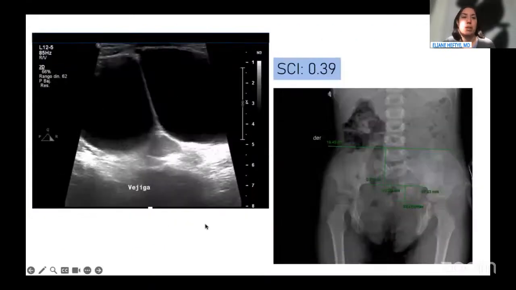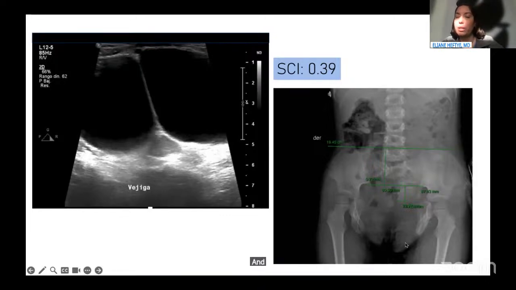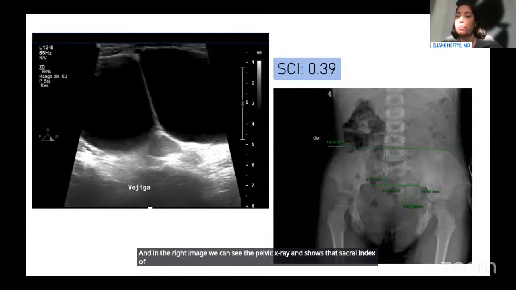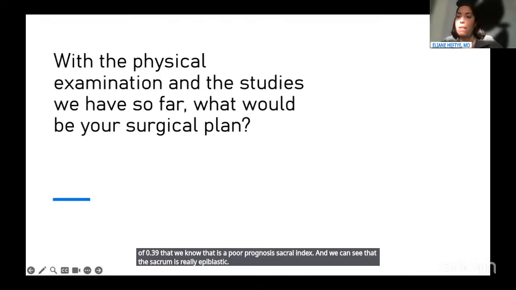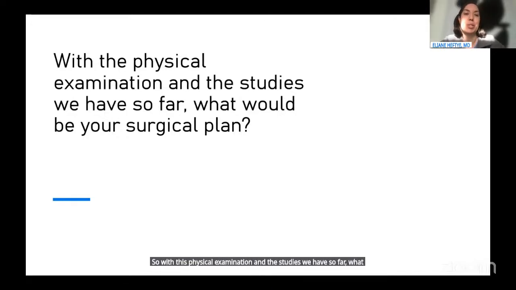In the left image, you can see a thin wall that divides the two bladders. In the right image, the pelvic X-ray shows a sacral index of 0.39, which we know is a poor prognosis sacral index. We can see that the sacrum is really hypoplastic. So with this physical examination and the studies we have so far, what would be your surgical plan?